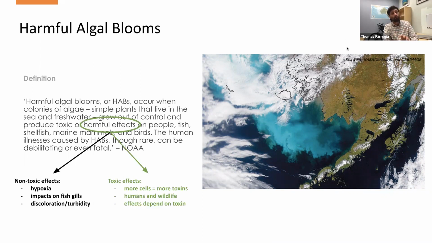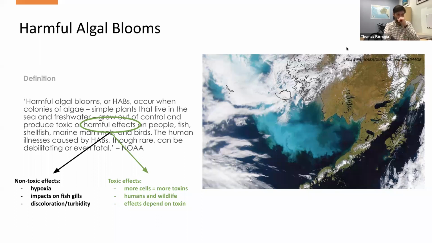And even within the term harmful, there's really two categories of harm. There could be non-toxic effects where just the sheer number of cells in the water can create anoxic or hypoxic conditions that remove all the oxygen. That could be very detrimental. A lot of cells in the water can also clog fish gills and lead to suffocation. And then there's also socioeconomic impacts sometimes in some regions due to the discoloration or turbidity of the water. This is places that have high tourism like Florida that may see economic loss because of a red tide or something like that.